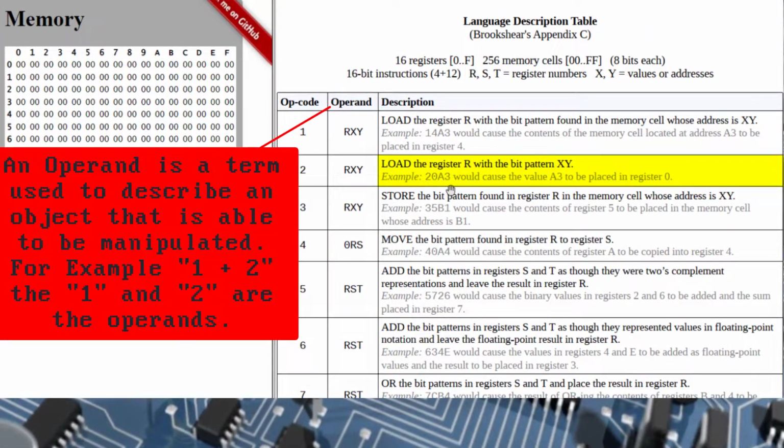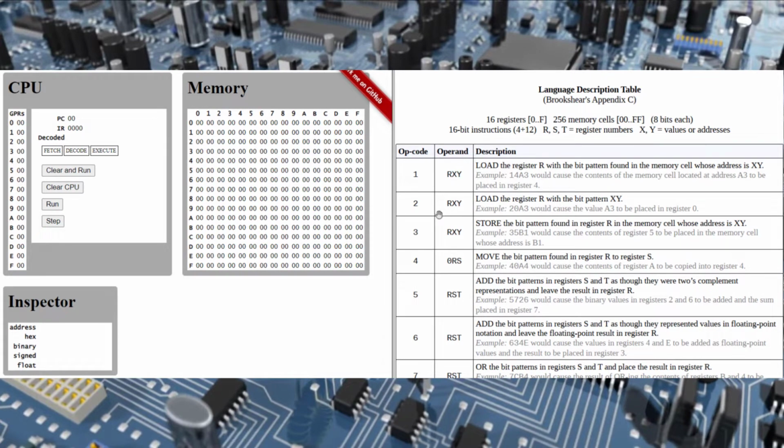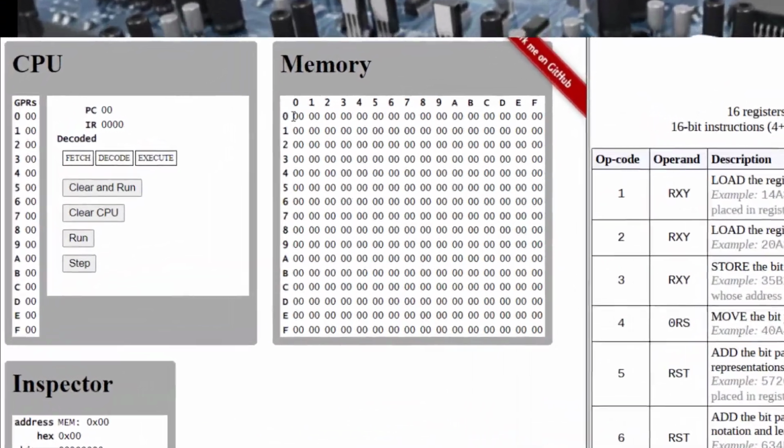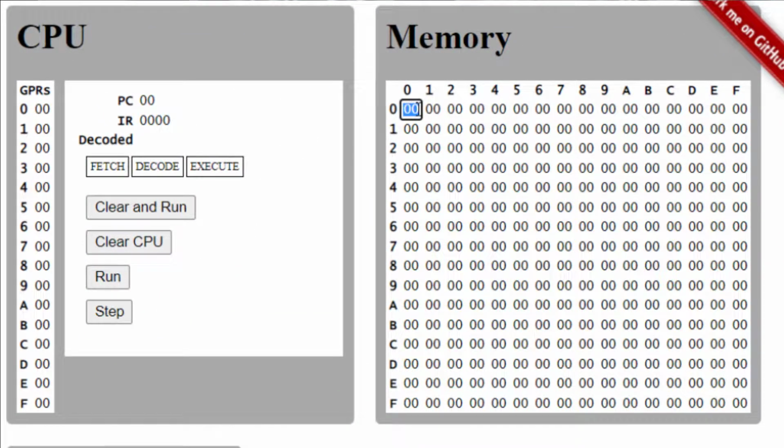20A3 is the code we would enter into our memory. This would cause the value A3 to be placed into register 0. Let's do an example of that. Over here in our memory, we start upper left. As we all know, memory reads left to right, just like a book.